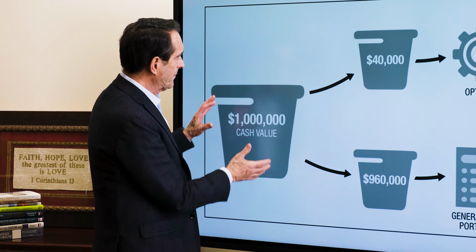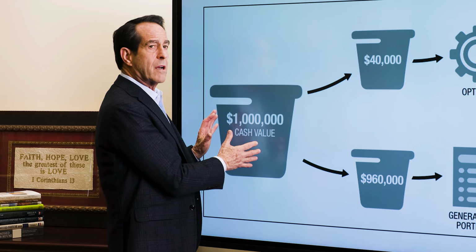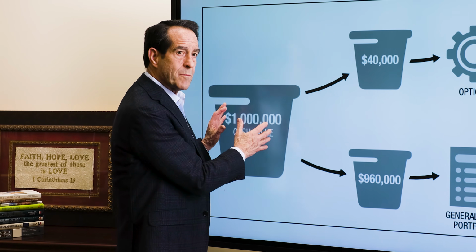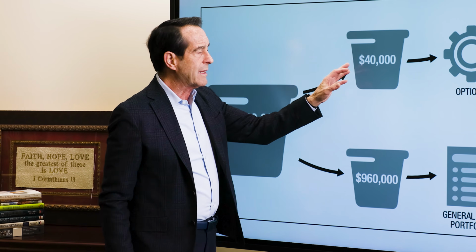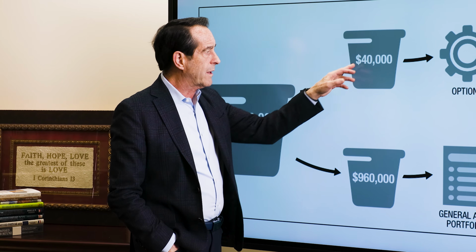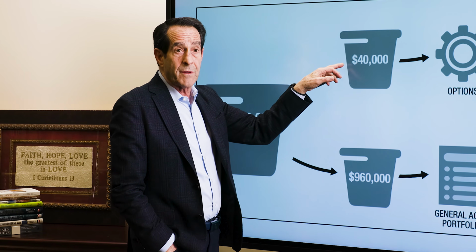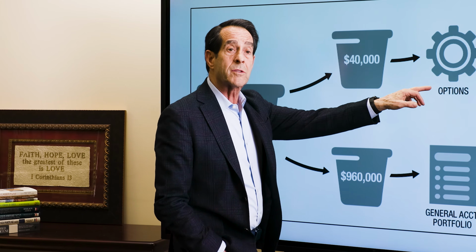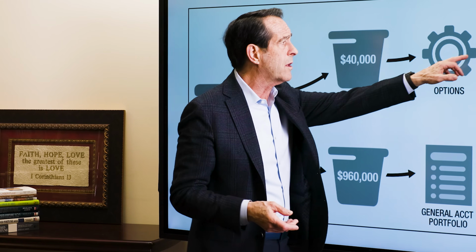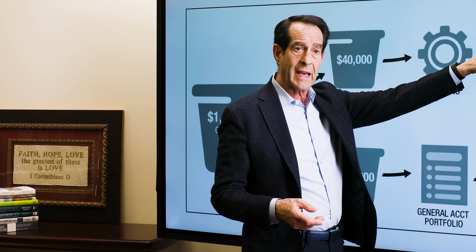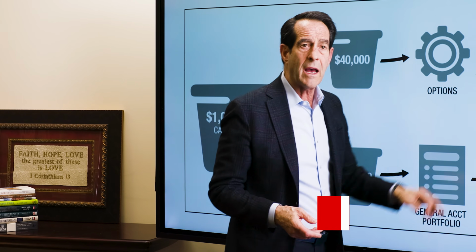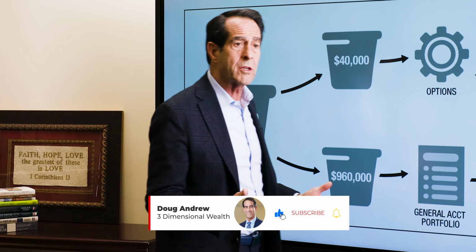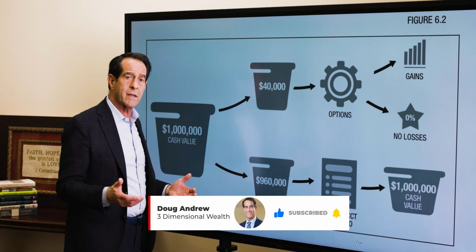But in my book, I'll show $1 million of cash value in an IUL policy like a bucket. And if the general account portfolio rate is $40,000, you can just settle for that if you want. But if not, it can fund an options budget so that the insurance company has the wherewithal to pay you if the market goes up, the gains. But if the market goes down, zero is your hero because you don't lose if the market goes down.